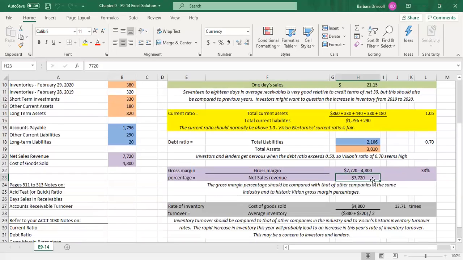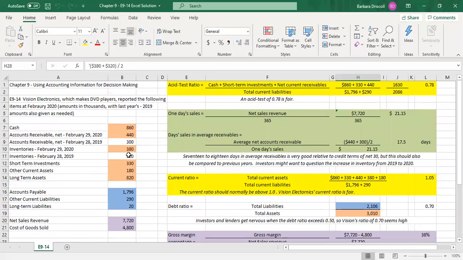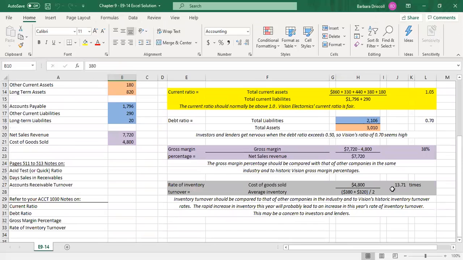The rate of inventory turnover is calculated as our cost of goods sold divided by our average inventory. So our cost of goods sold, we take from the financial information. Average inventory, that is the average of our opening of 320 and our closing of 380. And this gives us 13.71 times. So what this tells us is that over the course of 12 months, we have turned our inventory over 13.71 times. This is another ratio that we'll look at and compare ourselves to how did we do last year or the year before. How do we compare to other businesses in the same industry?